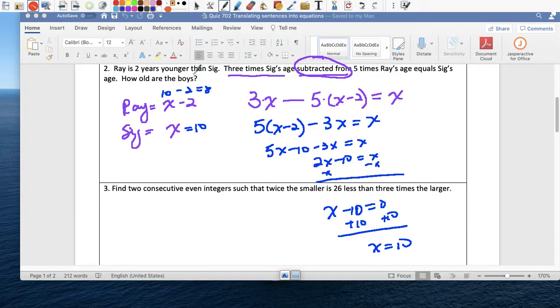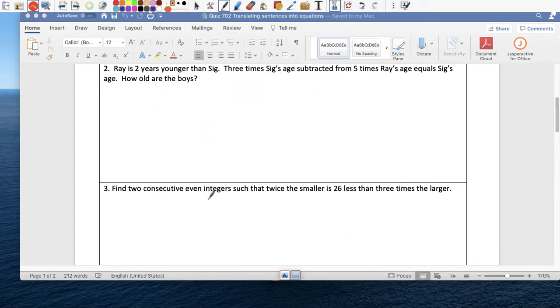That was 2. Number 3: find 2 consecutive even integers. So remember, if they're even integers or odd integers, if the first one is x, the second one has to be x plus 2. If they were just consecutive, one following the other, then it would be x plus 1, x plus 2, etc. So those are the 2 consecutive even integers.